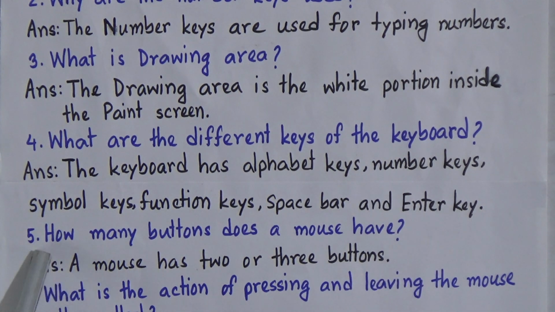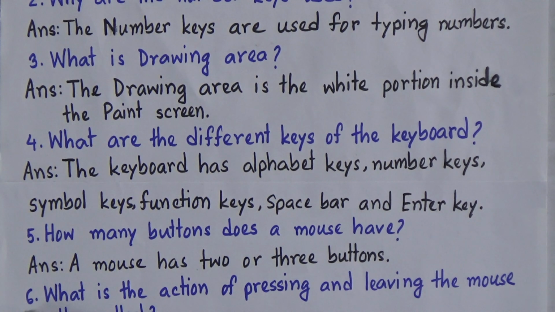Now number 5. How many buttons does a mouse have? Yes, you are correct. We all know there will be 2 or 3 buttons. So the answer is, a mouse has 2 or 3 buttons.